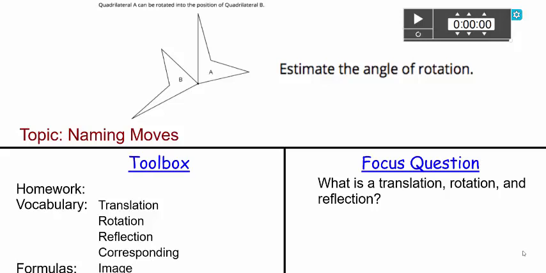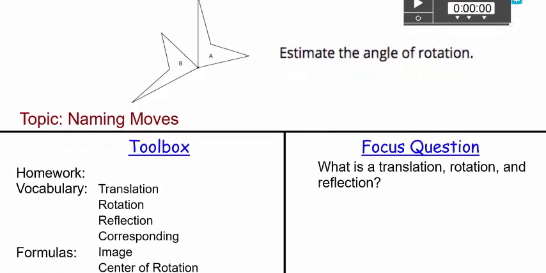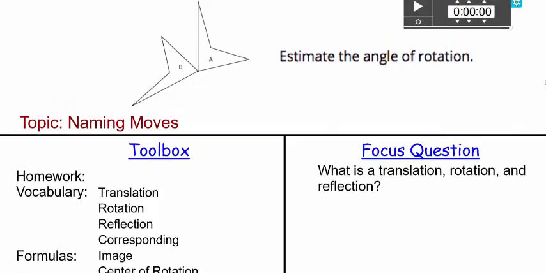Okay, this is 8th grade, Unit 1, Lesson 2, Naming Moves. And our focus question today, what is a translation, rotation, and reflection? You can see we got a lot of new vocabulary. Translation, rotation, reflection, corresponding, image, center of rotation.